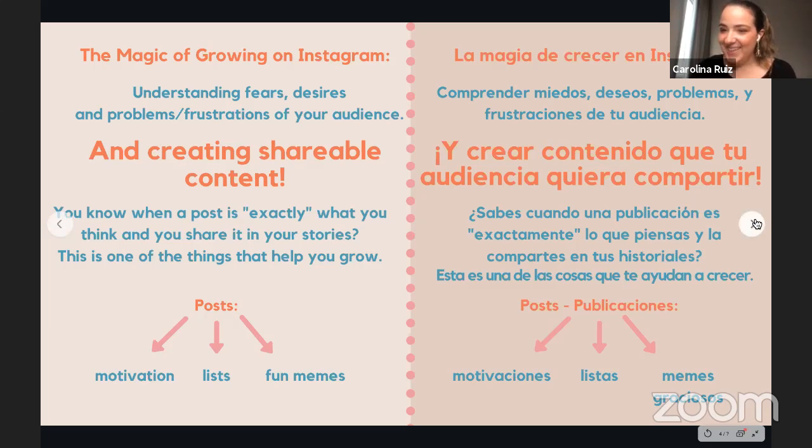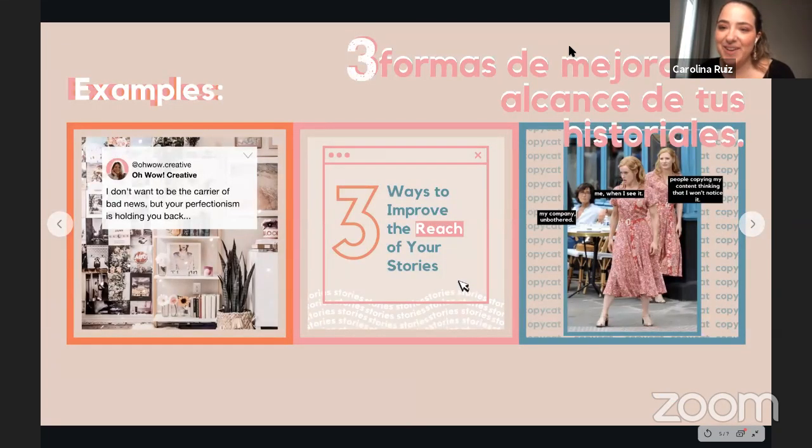And let's continue. Here I have another Instagram that is about social media marketing, and I gave here 3 examples of posts that I created in Canva. On this one, I made kind of a Twitter design on Canva, and I wrote, "I don't want to be the carrier of bad news, but your perfectionism is holding you back." So if a person is very perfectionist, when she sees this post, she's like, "Oh, I'm like that, I'm a perfectionist." And then she's going to share my post and other people will see me.